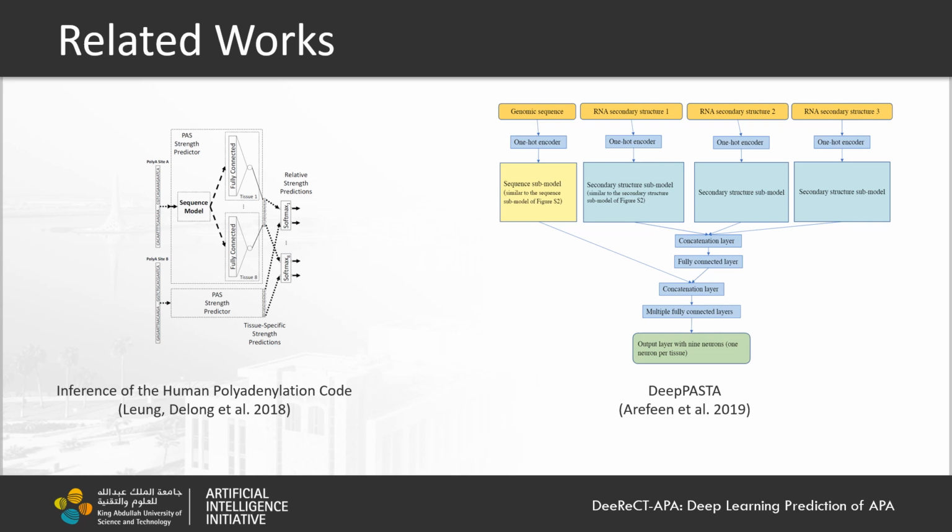Published in 2018, the paper entitled Inference of the Human Polyadenylation Code uses a convolutional sequence model to predict the relative strengths of two competing PAS. In 2019, another model, DeepPASTA, was published to compare the relative strength of PAS based on genomic sequence and their RNA secondary structure. Both of them have limitations because, first, they only consider two PAS at a time, but in reality, a gene may have multiple PAS. Secondly, they only give qualitative comparison results of the two PAS without giving a quantitative usage estimation of them.